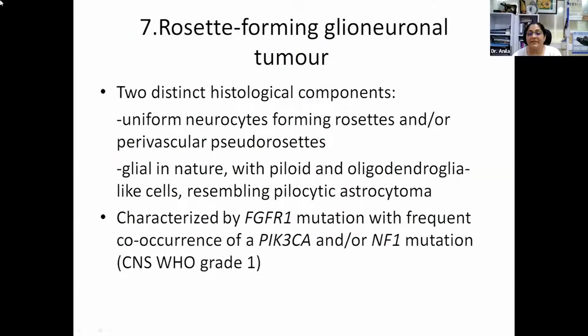Now, the other type is the rosette-forming glioneuronal tumor. There are uniform neurocytes which form rosettes and perivascular pseudorosettes. And the glial tissue can be piloid in nature, with oligodendroglioma-like cells, resembling a pilocytic astrocytoma. They are characterized by FGFR mutation and co-occurrence of PIK3CA and NF1 mutation. They are grade 1 tumors.